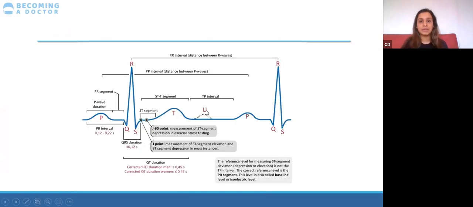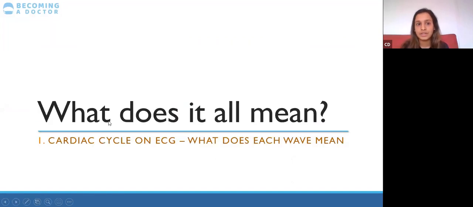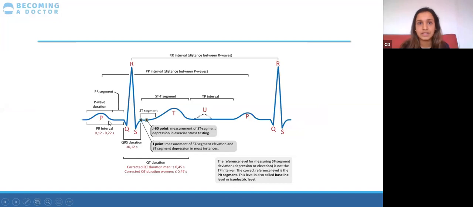So let me go back to this. I think someone said they didn't do the poll. Okay, well, the poll was just asking where does electrode V2 go? And the answer was C, the 4th intercostal space at the left sternal edge. But there will be more SBAs, so don't worry about having missed out on that one.